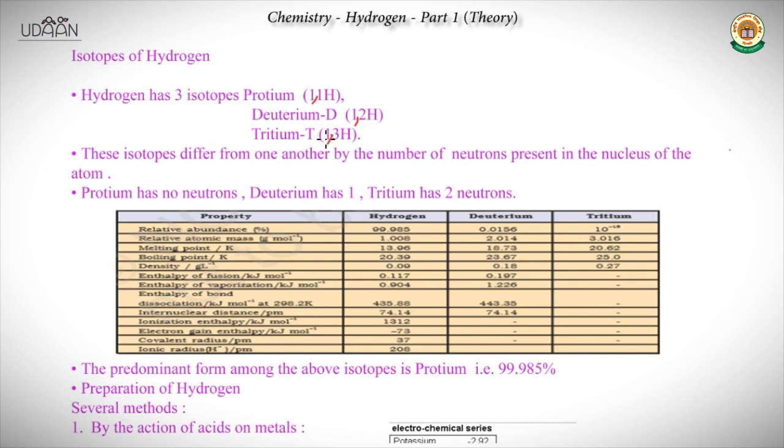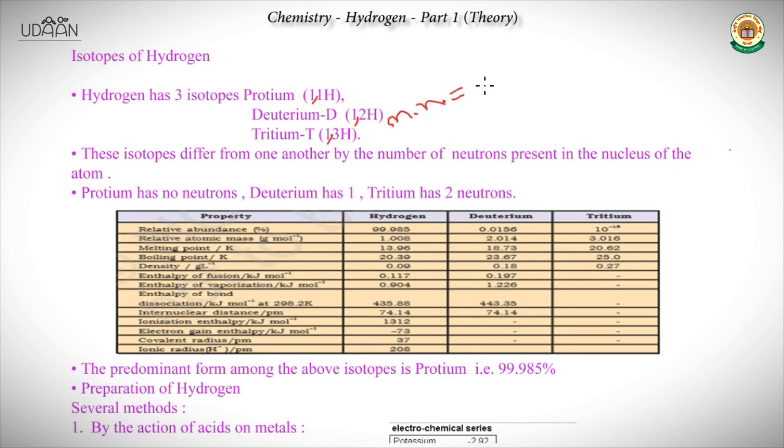Now isotopes differ from one another by the number of neutrons present in them. Can you tell us how the neutrons differ, or what is the quantity of neutrons in each one of them? You can see that the atomic number is the same but the mass number is different. Mass number is equal to the number of protons plus neutrons.